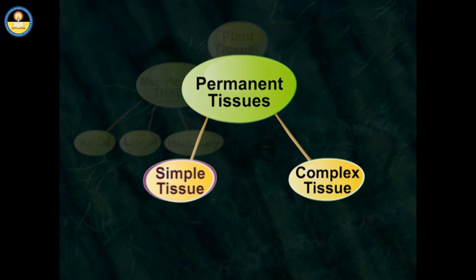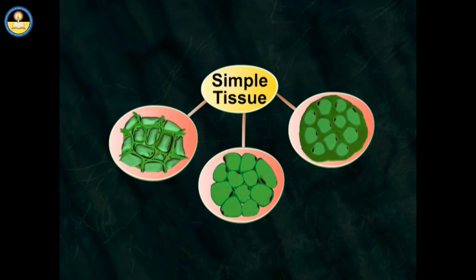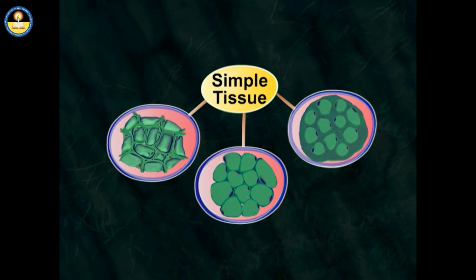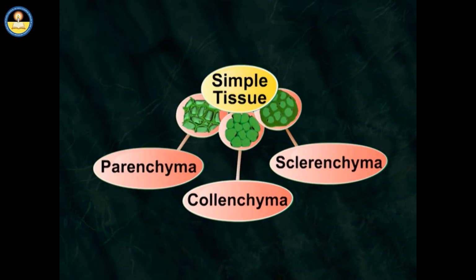Simple permanent tissues are composed of cells which are structurally and functionally similar. Three types of cells make up this type of tissue. These cells are parenchymatous cells, collenchymatous cells, and sclerenchymatous cells.